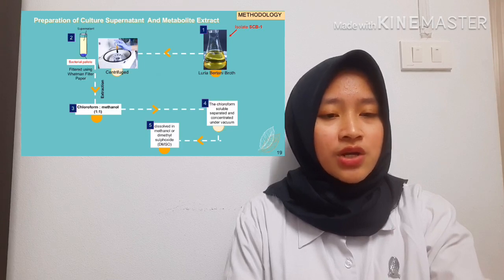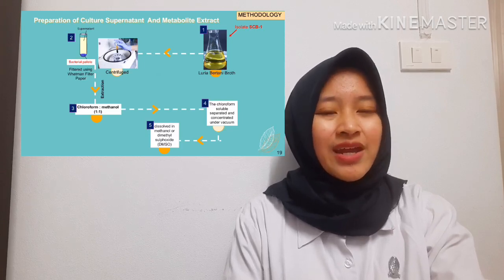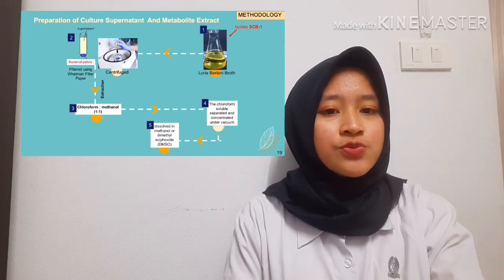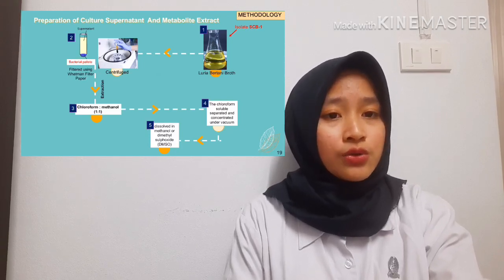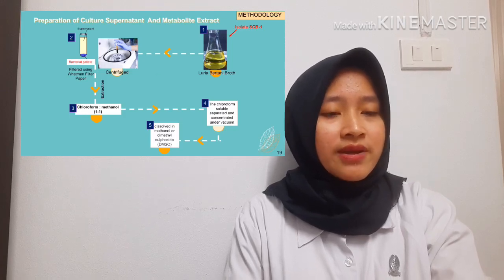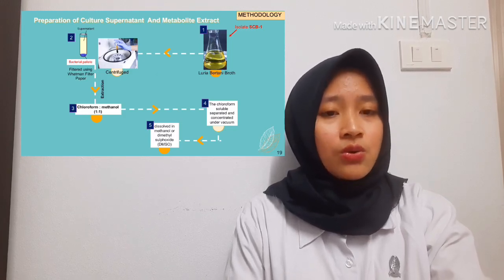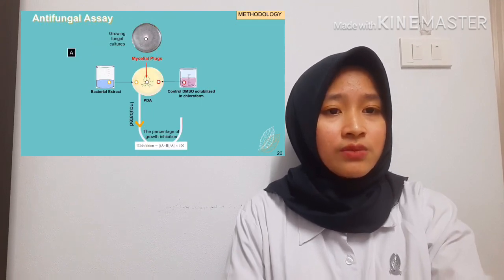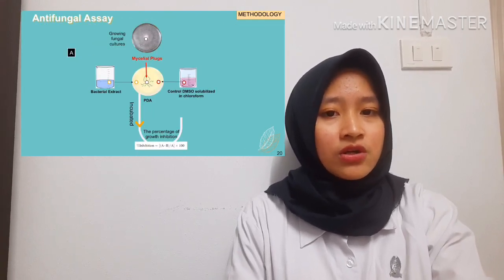After that, they extract with equal volumes of chloroform and methanol one by one. After that, the chloroform soluble fraction is spread and concentrated under vacuum. After that, it is dissolved in methanol or dimethyl sulfoxide, also called DMSO. After that, we move into the antifungal assay method.